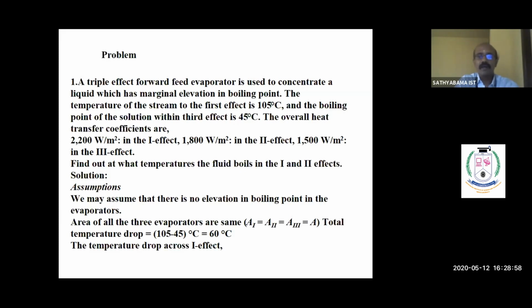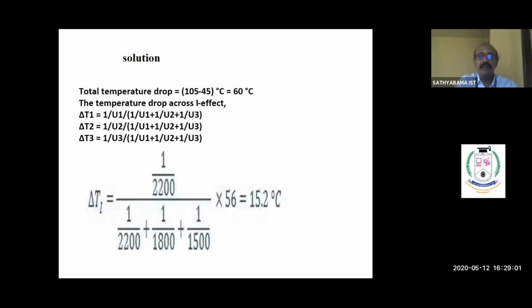So the temperature drop across each effect can be determined by using these three formulas. Delta T1 is equal to 1 by U1 divided by 1 by U1 plus 1 by U2 plus 1 by U3. Similarly, delta T2 is equal to 1 by U2 divided by 1 by U1 plus 1 by U2 plus 1 by U3. Similarly, delta T3 equal to 1 by U3 divided by 1 by U1 plus 1 by U2 plus 1 by U3. So delta T1 equal to 1 by 2200 divided by 1 by 2200 plus 1 by 1800 plus 1 by 1500 into this 56. So that is equal to 15.2 degrees centigrade.